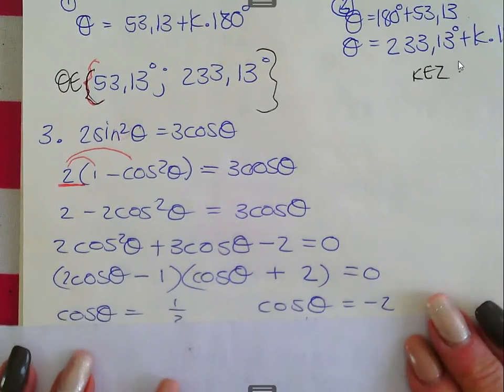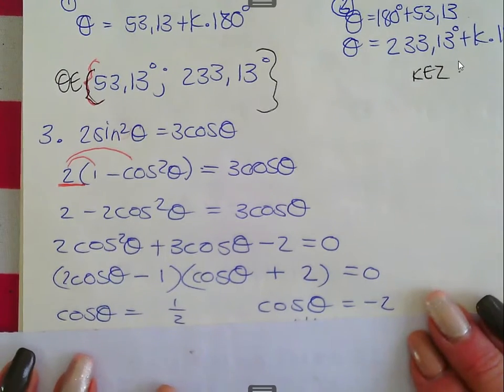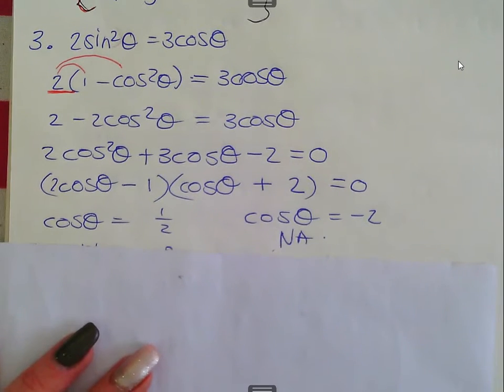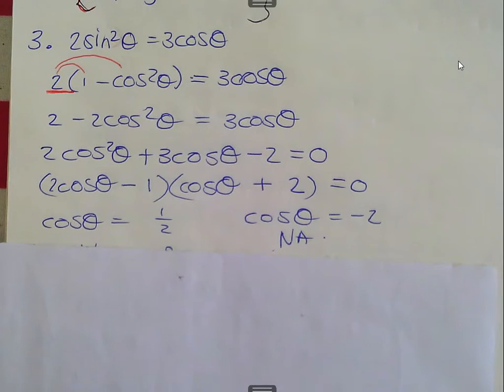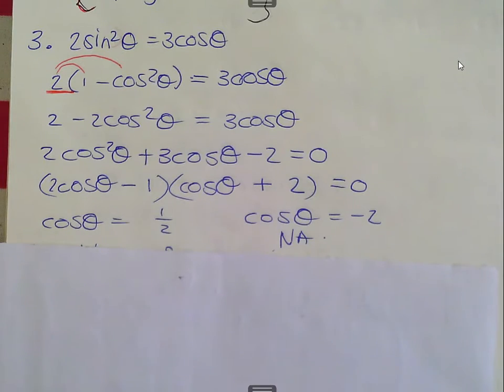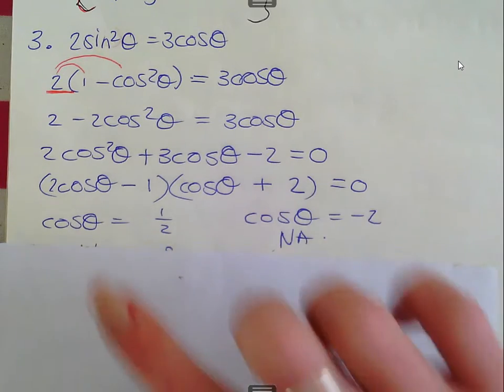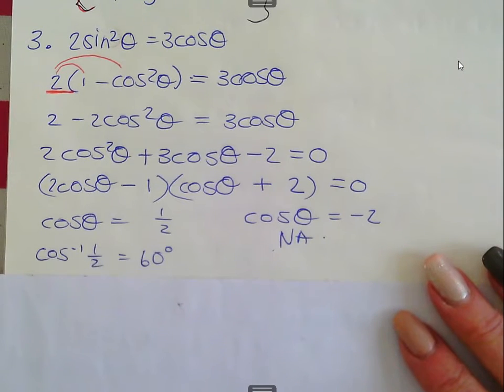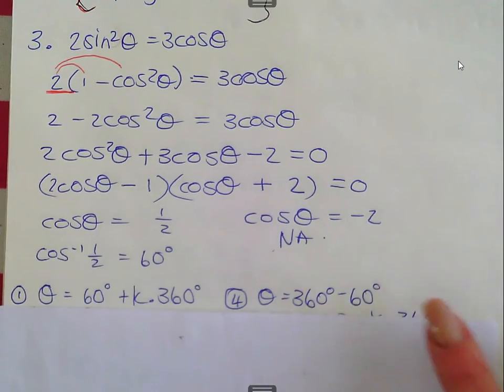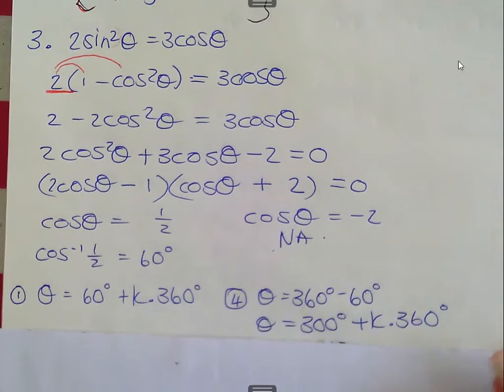So now I've got my 2 answers. And then immediately, without even checking it on my calculator, I say that this one is not applicable. Because it's smaller than negative 1. If it's smaller than negative 1 or greater than 1 when it's sin or cos, it won't work. This one can work. Shift cos a half, I get an answer of 60 degrees. It is positive, so it's in the first quadrant and in the fourth quadrant. Then I get those two answers, K an element of Z.